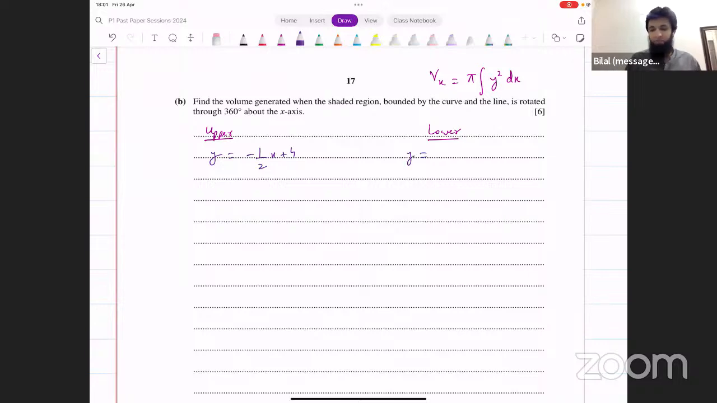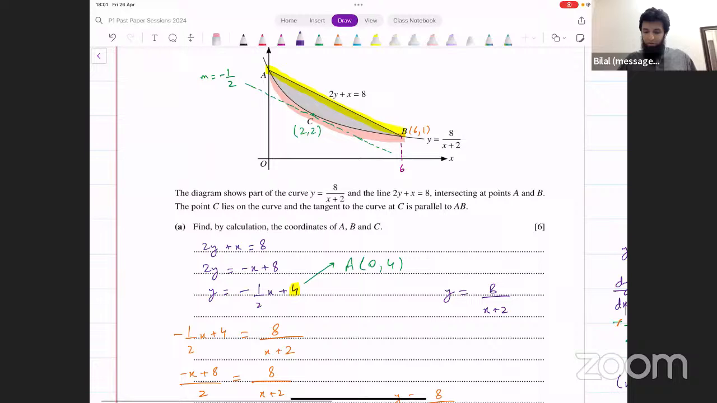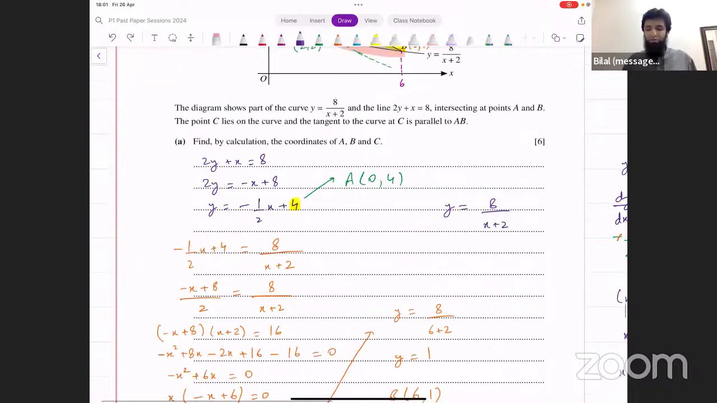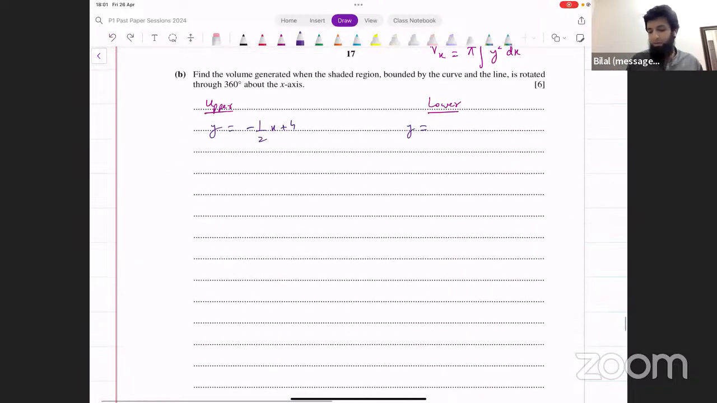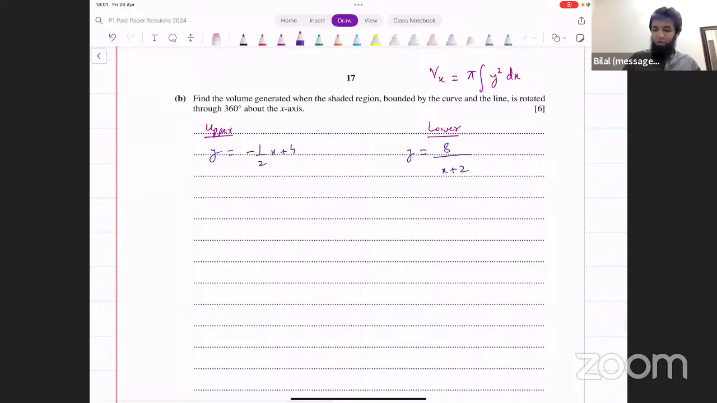What's the lower graph? y equals 8 over x plus 2. That's the other one. Yeah, let's actually write it in the same form. y equals 8 over x plus 2. Now, in order to use this formula, you need y squared. Let's square both of them.